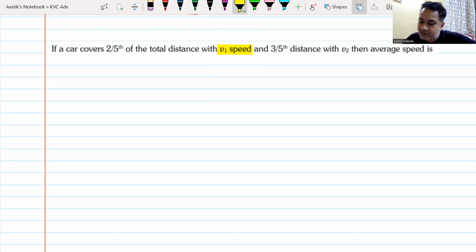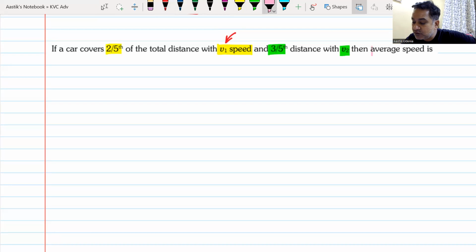What do you think about V1? Will it be variable speed, changing every time, or will it be constant? Uniform, constant. It will be constant. Then 2/5 of the distance he moves with V1, uniform speed. 3/5 of the distance he moves with V2. V2 is not given as uniform speed, but we'll have to assume that it is uniform speed.